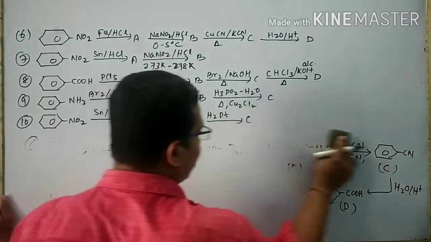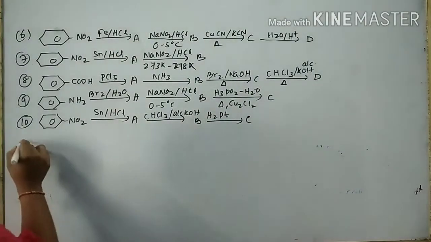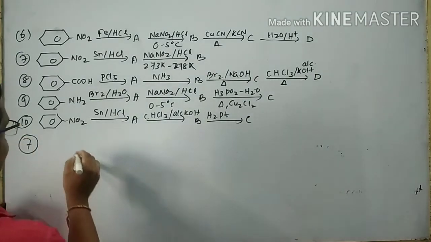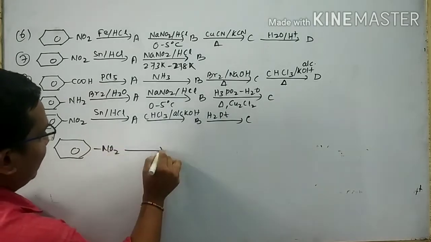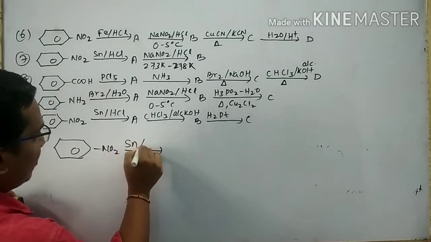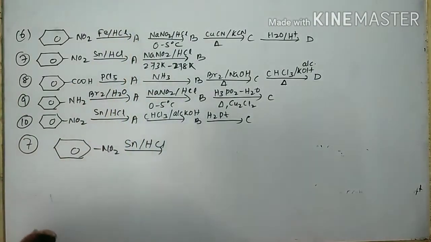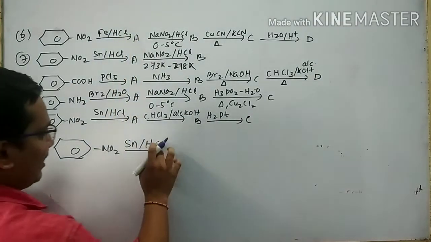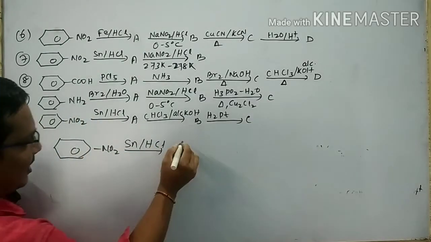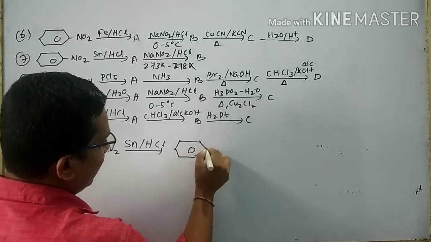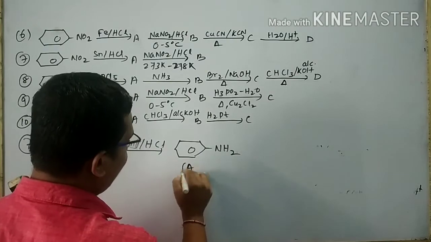Now I will do the next question, that is question number 7. In question number 7, nitrobenzene is given. It is subjected to reduction because Sn/HCl, Fe/HCl, these are said to be reducing agents. As a result, NO2 will be converted into NH2. That means nitrobenzene is converted into aniline, and it is considered as your A.